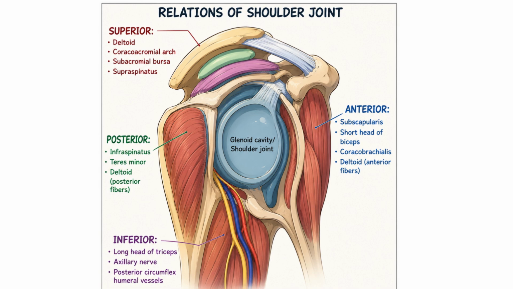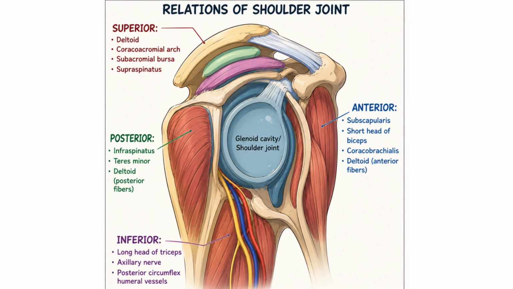So the relations of shoulder joint, you have to know the anterior, posterior, superior, and inferior relations. Anteriorly, subscapularis muscle, short head of biceps, and coracobrachialis are related. Posteriorly, you have infraspinatus and teres minor. Superiorly, you have deltoid, coracoacromial arch, subacromial bursa, and supraspinatus.